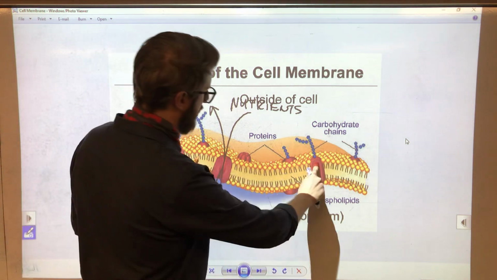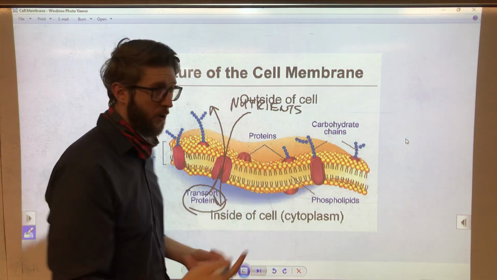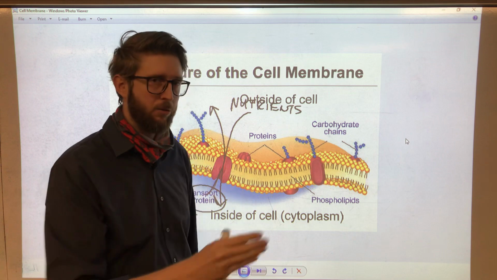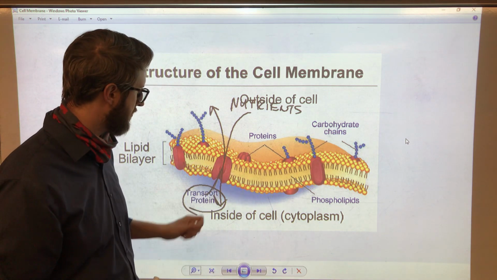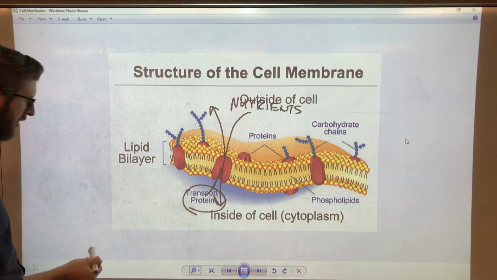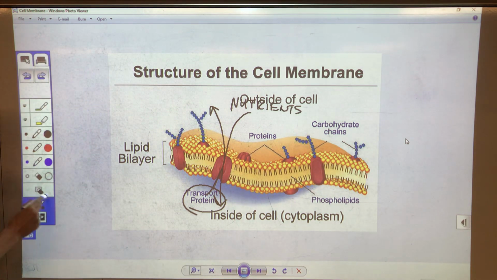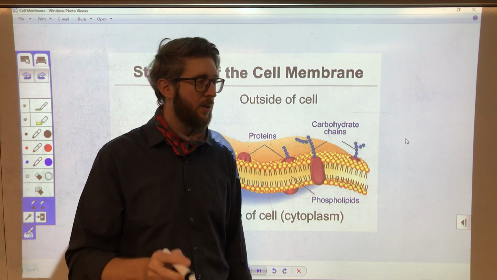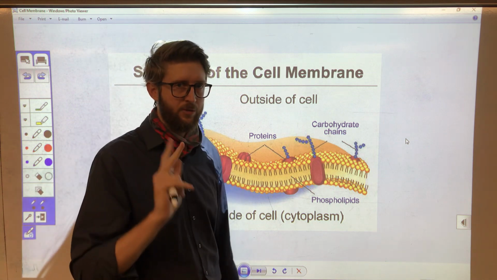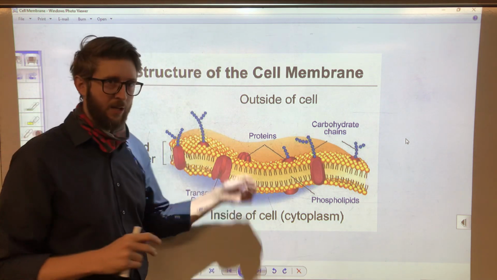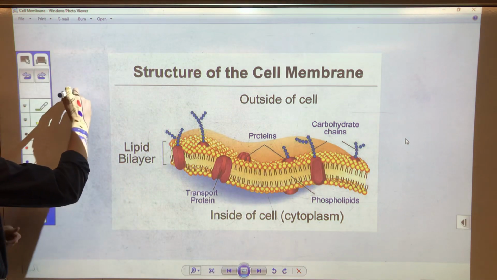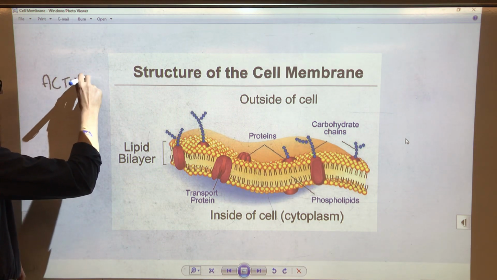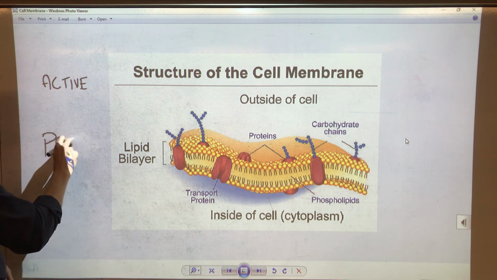So it's kind of like if this were a wall and these were doors. A door is how you get into and out of a room, so if you want to get into or out of a cell, you have to go through the door, which is the transport protein. Now there are different ways to get into and out of the cell, but we're going to talk about that in just a minute. But what I need to tell you first is that there are two types of transport into and out of the cell. There's what we call active transport and passive transport.